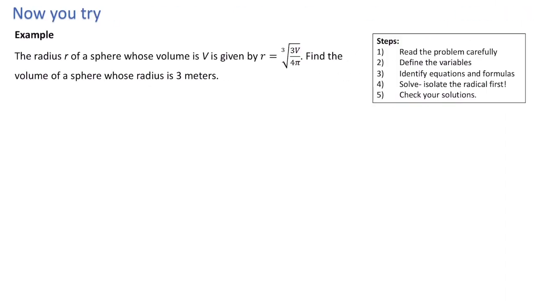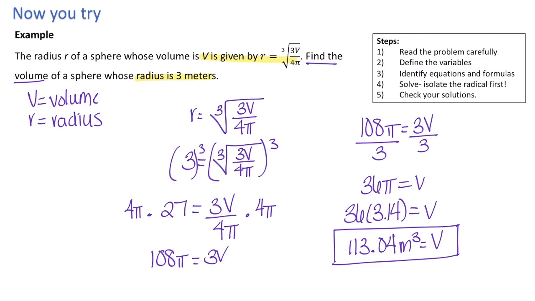Now you can go ahead and pause the video and try this problem on your own. In this problem, it tells us that the radius of a sphere with a certain volume V is given by r equals the cube root of 3V over 4 pi. And we're trying to find the volume of a sphere with a radius of 3 meters. So we're going to start off with this formula, and we're going to plug in what we have. The radius is 3 meters, so that gives us the equation 3 equals the cube root of 3V over 4 pi.